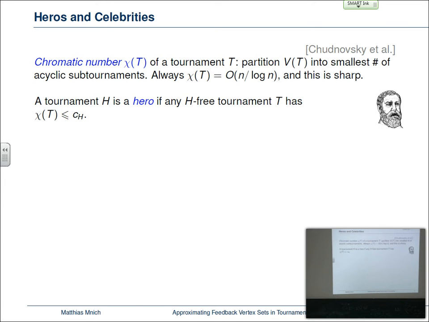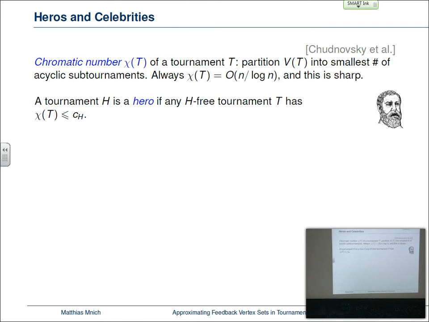And Maria Chudnovsky and her co-authors introduced the notion of a hero. A hero is a tournament H such that if you exclude this H, then you have a small chromatic number, namely constant, depending only on this H. So here's one hero, this hero of Alexandria.